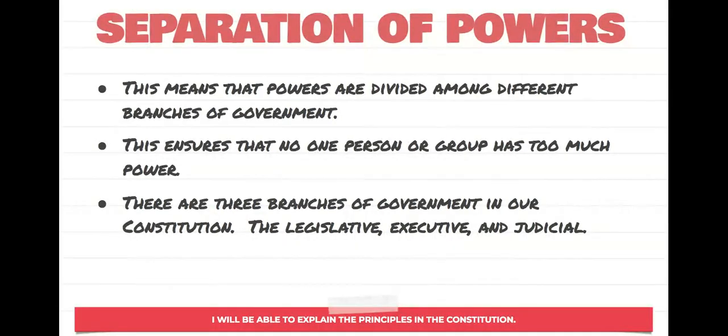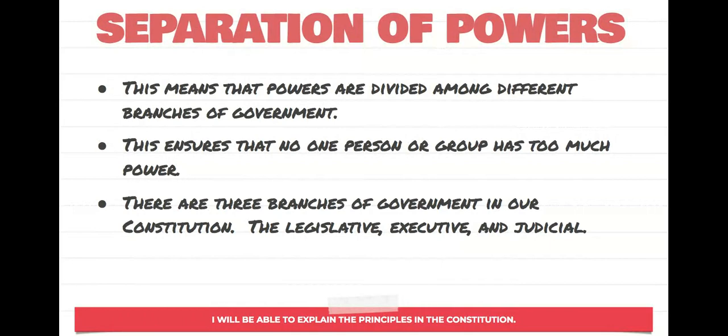Separation of powers. So this is the first new one for today. Okay, this is principle number 5. So it means that we divide powers among different branches of government. They did this because they didn't want one person to get too much power. They did not want to have a king. They had just come from Britain where they had a king, and they don't want that again. So they divide the power so that one person won't have too much.